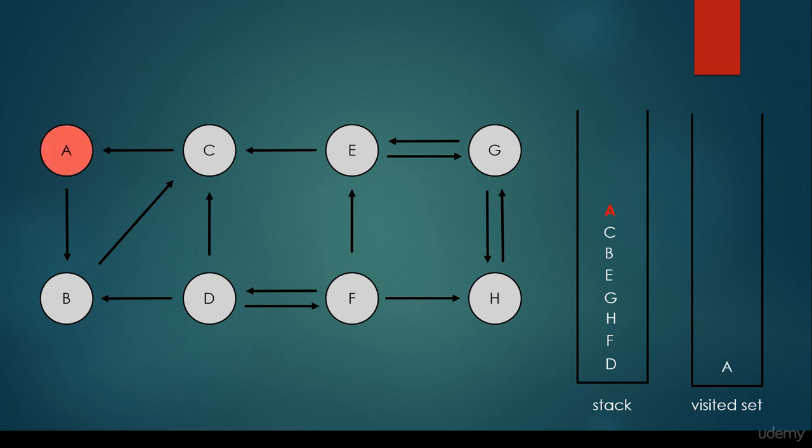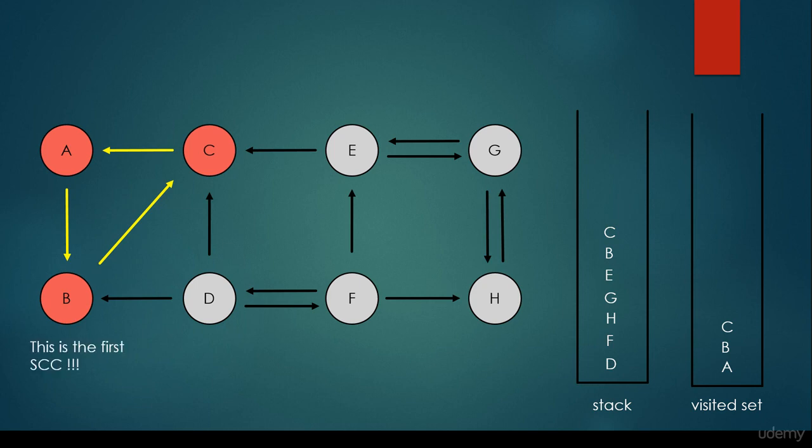So we pop the first item out of the stack, which is the vertex A, and of course we consider it to be visited. And we keep visiting all of its neighbors. So we go to B and we push it to the visited set. Then we visit all the neighbors of vertex B, which is basically C. We haven't visited it, so we add it to the visited set. And we visit the neighbors of C, which is basically the vertex A. So we come to the conclusion that this is the first strongly connected component.